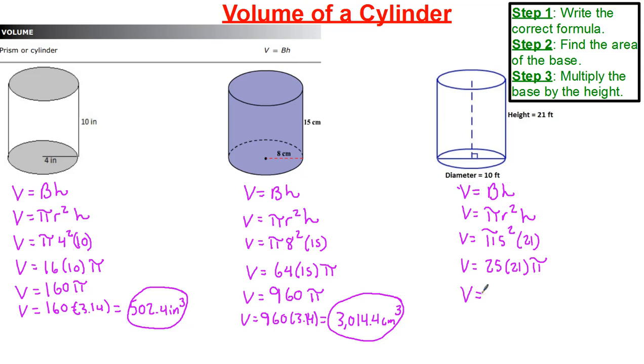So now 25 multiplied by 21 is going to give me 525 pi. Then I'm just going to multiply this. 525 times 3.14 is going to be equal to 1,648.5 feet cubed. Alright, so as long as you know the formula, as long as you know the area of the base, as long as you can identify that this is a circle, this is just a straight multiplication problem. Plug in and multiply.